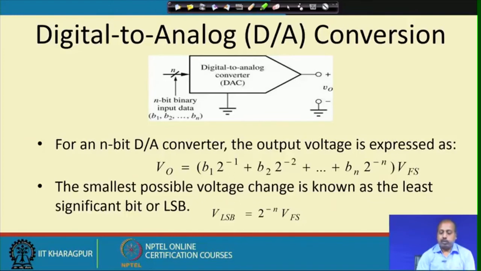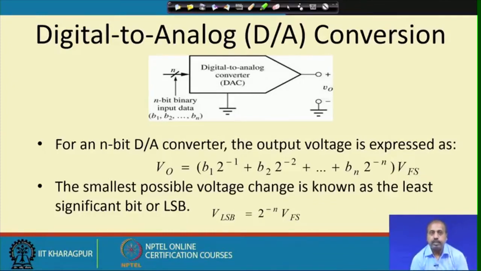So what is the smallest possible voltage change? To change the value you can vary these bits, and since the term Bn times 2 power minus n has the minimum contribution, the smallest possible change is by flipping this particular bit Bn. That minimum change is 2 power minus n times VFS, which we call the least significant bit, or LSB. The nth bit is the least significant bit.